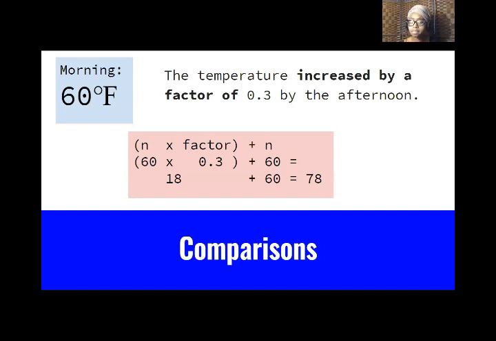So we know that it didn't go to 18 degrees by the afternoon. That's freezing, that's below freezing. So that means that we have to add that to the 60 because it increased, it didn't decrease. 0.3 is only a portion of the 60, it's 18. Okay, so 18 is being added to the 60 so that we can get an increased amount for our temperature. And our temperature ended up being 18 plus 60, which is 78 degrees.